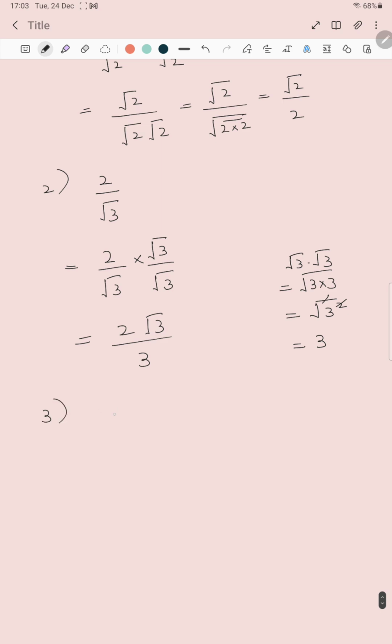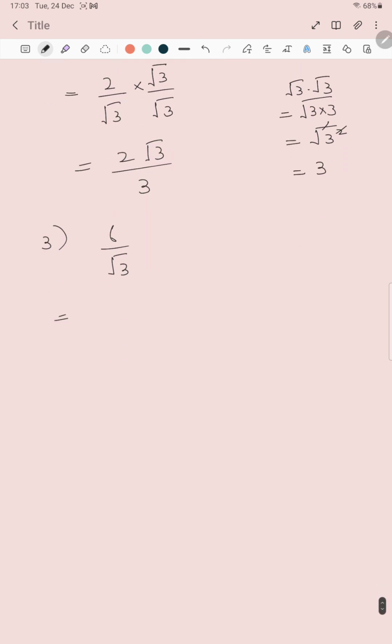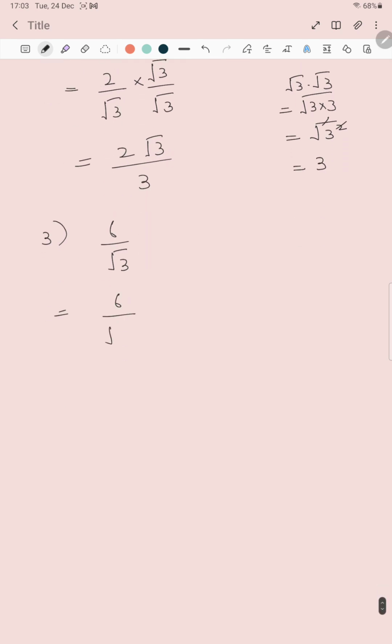In the third question we have 6 over square root 3. We have to rationalize the denominator. So we will just multiply the numerator and denominator by square root 3. So it will be 6 square root 3. Again we have to multiply square root 3 into square root 3 as we have done above. So it will be only 3. Now 3 ones are 3 and 3 twos are 6. So the answer will be 2 square root 3.